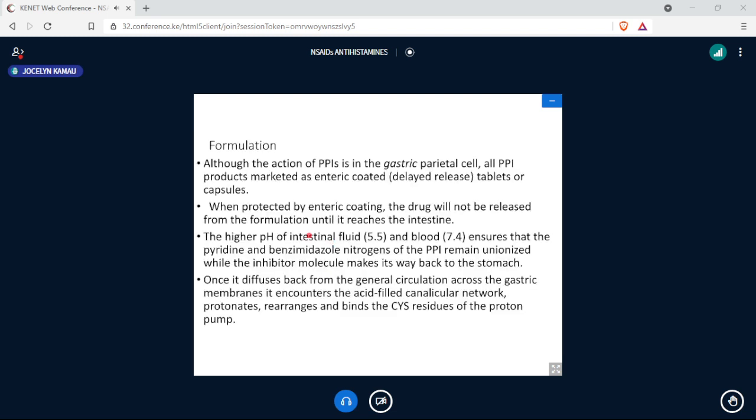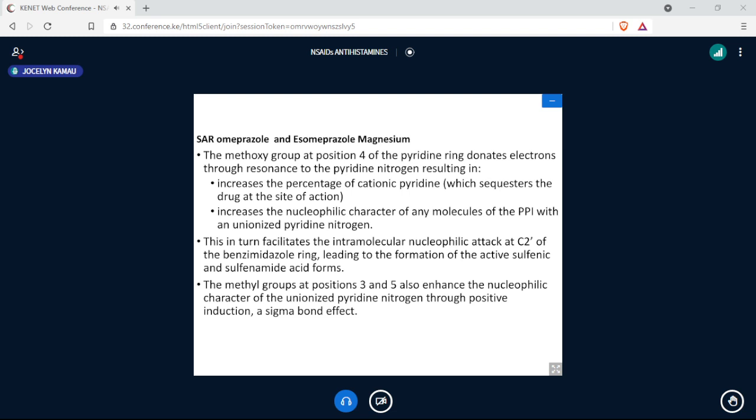So we are saying they are enteric coated, and protected by enteric coating, the drug will not be released from the formulation until it reaches the intestines. The higher pH of the intestinal fluid and blood ensures that the pyridine and benzimidazole nitrogens of the PPI remain unionized, while the inhibitor molecule makes its way back to the stomach. Once it diffuses back from the general circulation across the gastric membranes, it encounters the acid-filled canalicular network, protonates, rearranges, and binds the cysteine residues of the proton pump. I hope I had not left that open. Anyway, that is what is important for us to know.